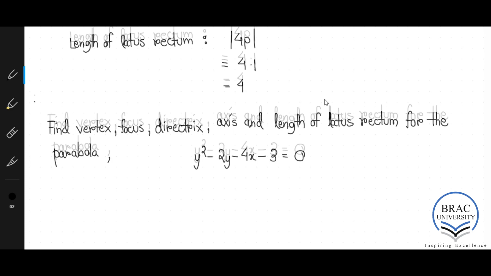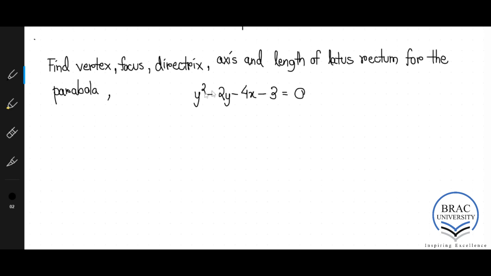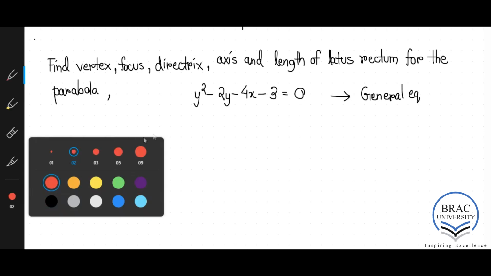Now let's say we have another question of this form. Find the vertex, focus, directrix, axis of symmetry, and length of latus rectum for the parabola of this form. Now this is the general equation for second degree. So what we would have to do is convert this into the standard form. And so let's go ahead and do that.